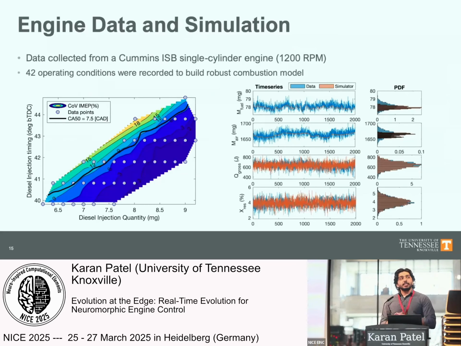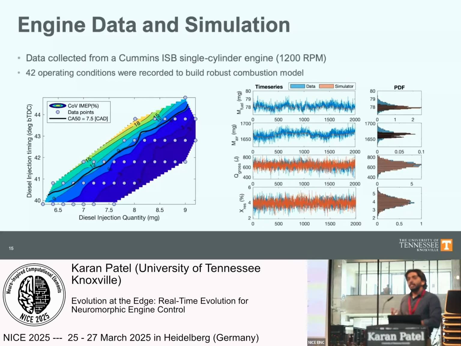So in order to develop the system, it is first crucial to create an accurate and robust combustion model. This required extensive data collection of various aspects of the Cummins single-cylinder engine, and this is represented by the figure on the left-hand side here, which showcases the combustion variability measured by the coefficient of variation of the indicated mean effective pressure. According to literature, a COV lower than 3% is desirable, and this is represented by the dark blue region within this figure. The solid black line is the optimal crank angle location used during combustion, but you'll notice that it leans towards a higher COV.